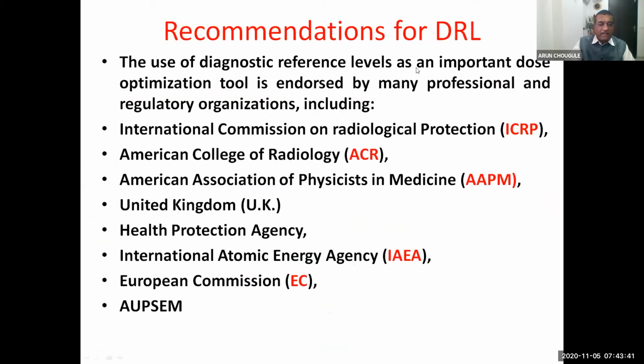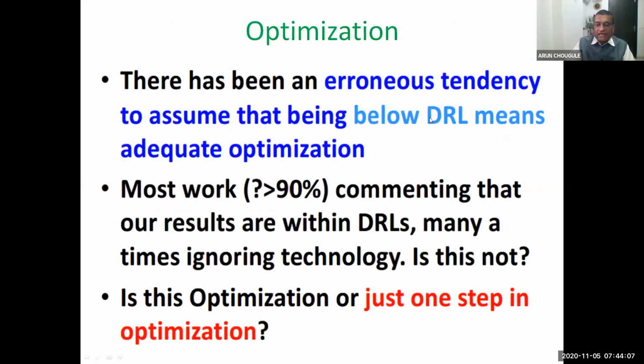So, recommendation for DRL: the use of diagnostic reference level as an important dose optimization tool is endorsed by many professional and regulatory organizations, including ICRP, American College of Radiology, AAPM, United Kingdom Health Protection Agency, IAEA, European Union, and Australian organizations. There has been an erroneous tendency to assume that being below DRL means adequate optimization, and this is wrong. Many people see that my doses are less than the DRL values, but you have to see for which condition, for which kind of procedure, and what set of patients the DRL values were used.